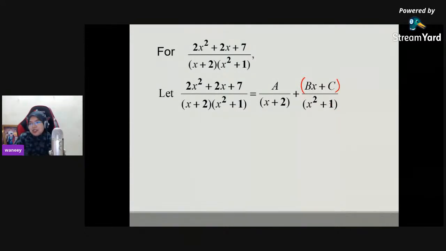Right, so now again saya bagi masa lagi. Ada yang tak dapat lagi kan? Ada yang masih mencuba untuk mencari nilai A, B and C.